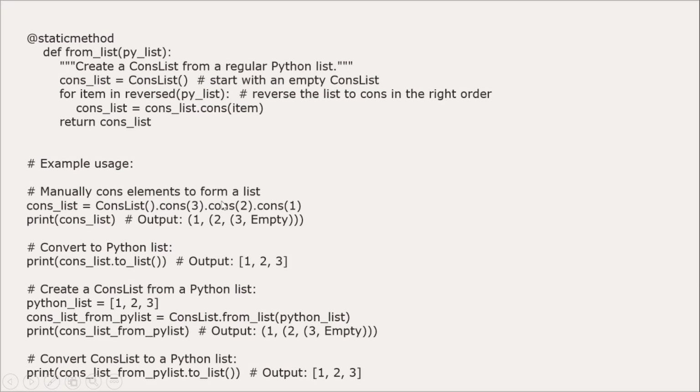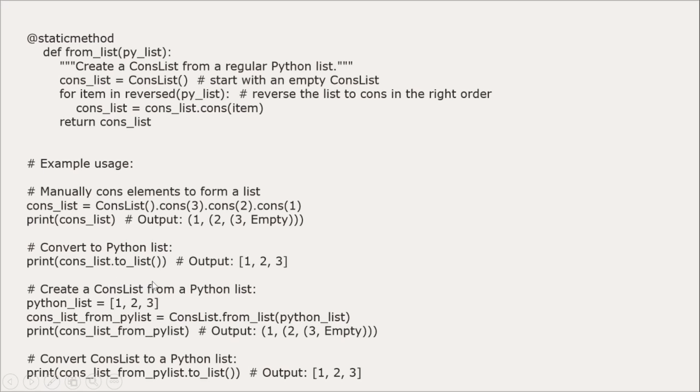We are taking a manual example of a cons list for adding numbers. Here we are taking the cons 3, 2 and 1. We are printing the cons list. It contains 1, 2 and 3 and empty. It prints like 1, 2, 3 and empty.